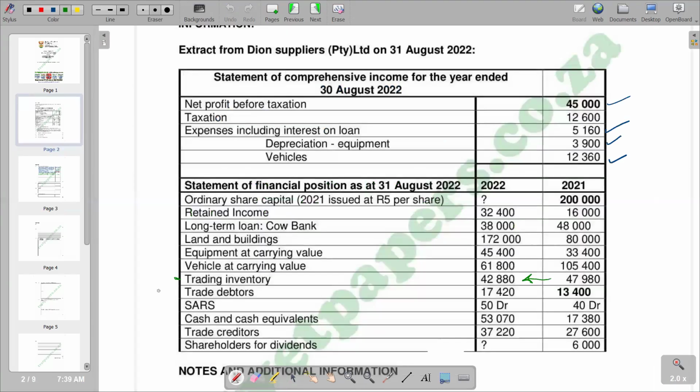Then again, we check for trade receivables, whereby we got 17,420. Remember, this is the previous year, 2021, and then the current year, 2022. So we can check the movement from 2021 to 2022. For trade receivables, it's from 13,400 to 17,420, and this is shown as an increase. Remember, if it's an increase of a current asset, it should be shown as a negative. So you can calculate the increase by saying 17,420 minus 13,400.